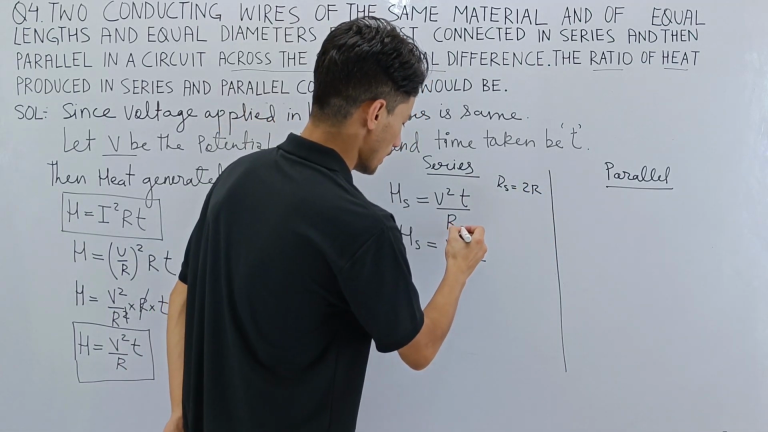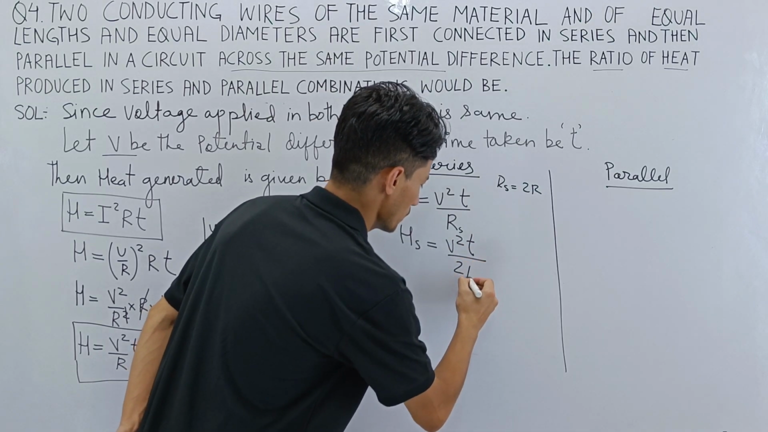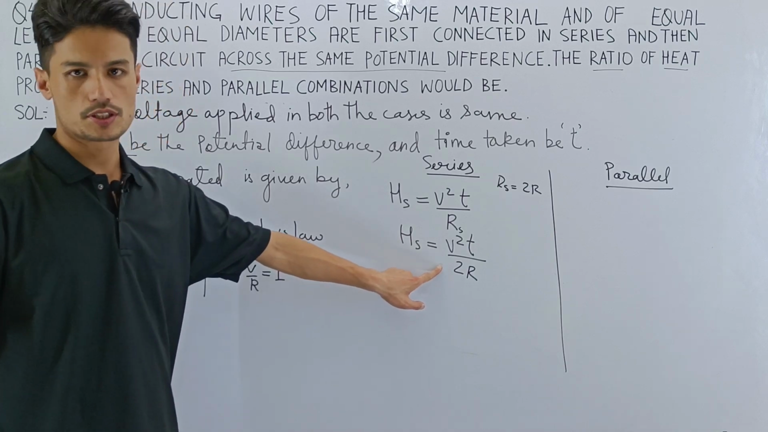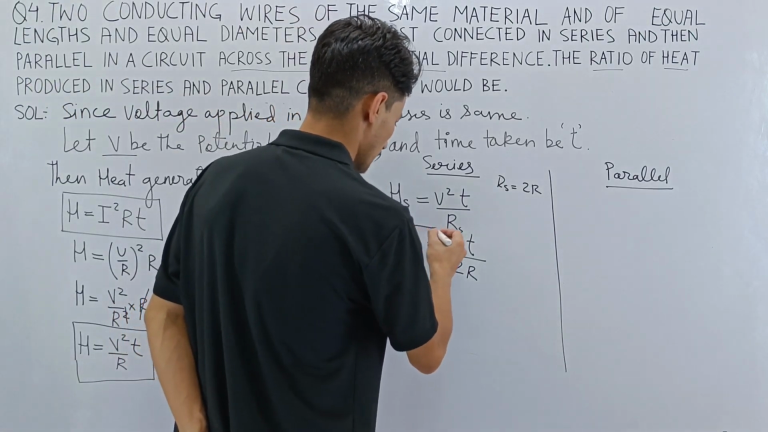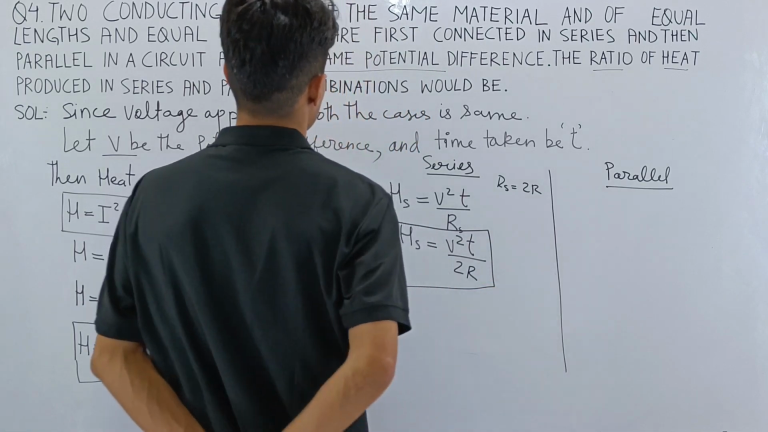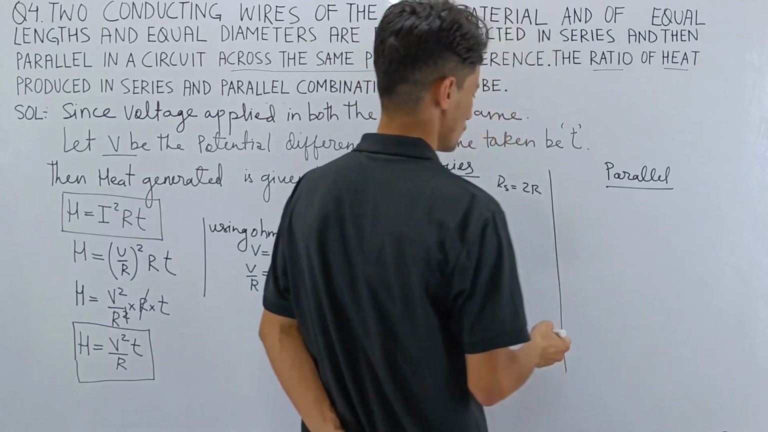So this is RS. We have to put the value of RS, which is 2R. So here we put 2R. Nothing to cut. So this will be the answer for this question. This will end it here. So HS we're getting this. We're not going to cut. Nothing to cut here.